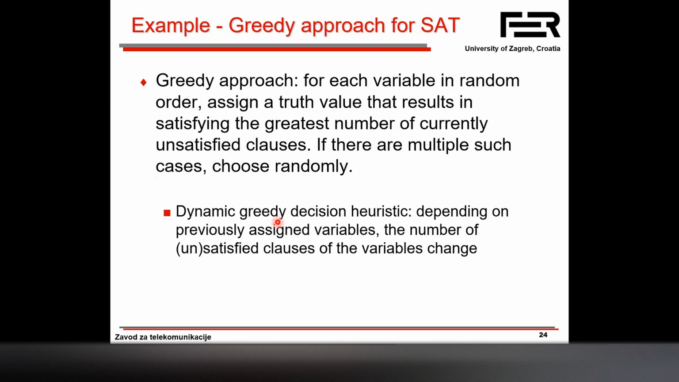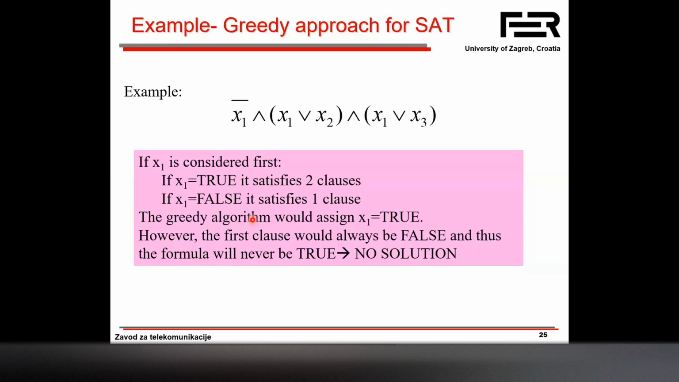Why dynamic? Because it will depend on the previously assigned variables, because in each step, we're looking at the number of currently unsatisfied clauses. So if we have already satisfied a certain clause, it's not considered anymore. Let me show you an example. Let's take this expression here, and let's say we take x1 first. So we look, okay, if we assign it to true, then we have satisfied 2 clauses, the second and the third clause. If it's set to false, it satisfies only 1 clause.